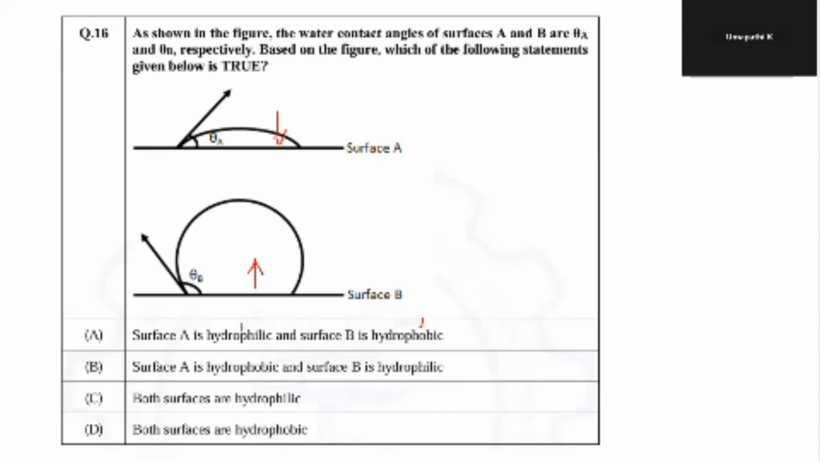Surface A is hydrophilic and surface B is hydrophobic. Here it is absorbed, all the things are observed, and here not observed. So the answer A is: surface A is hydrophilic and surface B is hydrophobic. So you can find the answer here. Yes, answer A is the correct choice. So like that, we have to analyze our questions based on the basic reasons, and from that we have to find the answer.